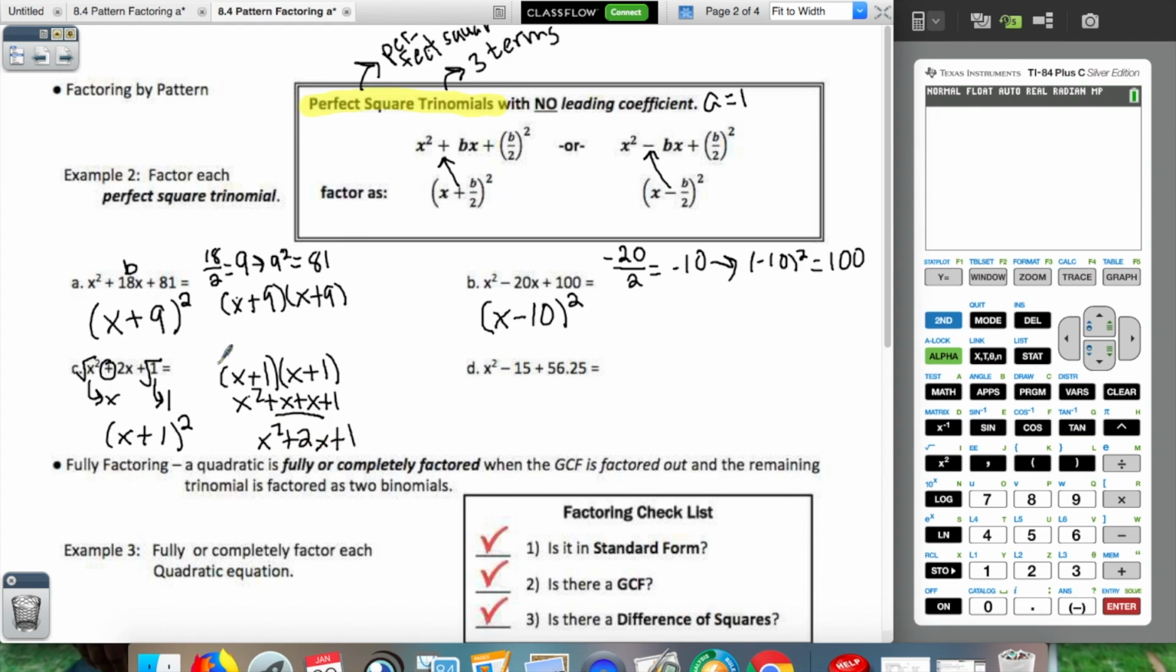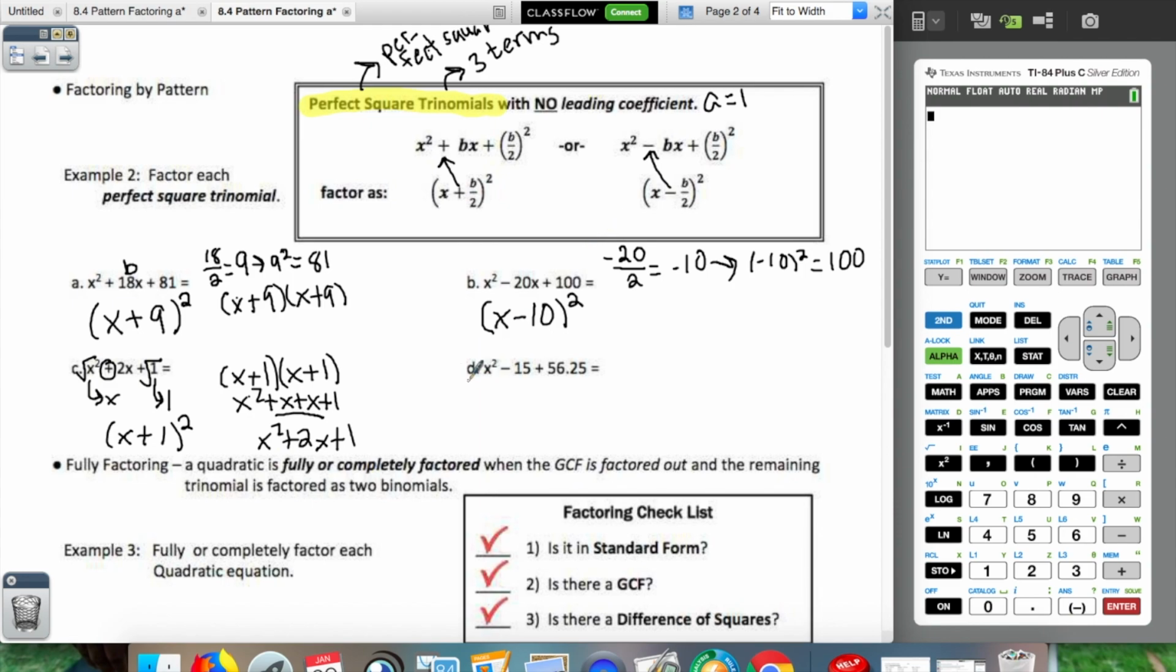Another way you can check it still is to, when you do this square root of x and then square root of the c, check. See if this is half of what b was. Is 1 half of 2? Yeah, so it'll work out. All right, now let's do the next one.